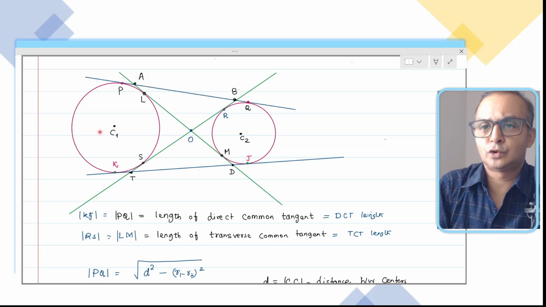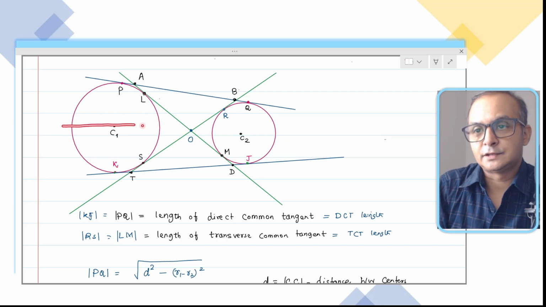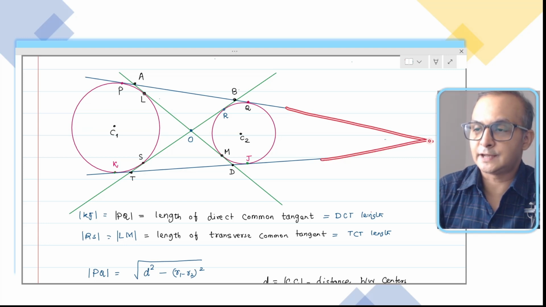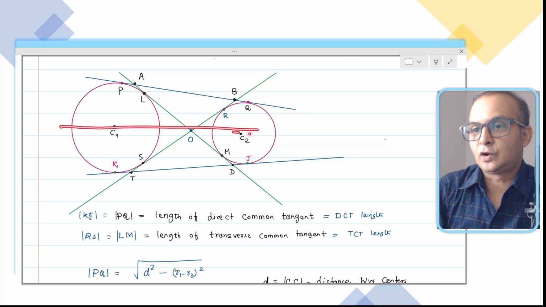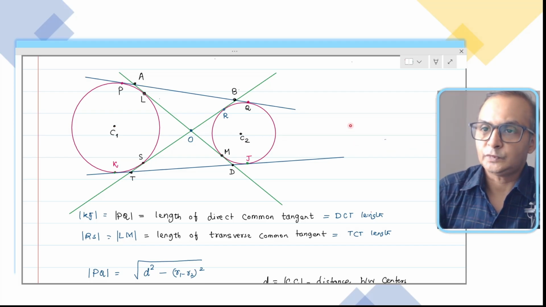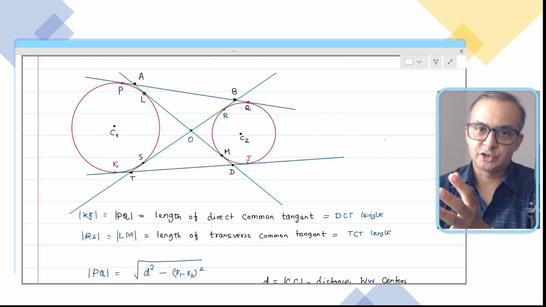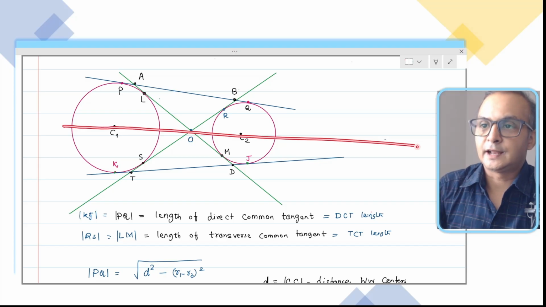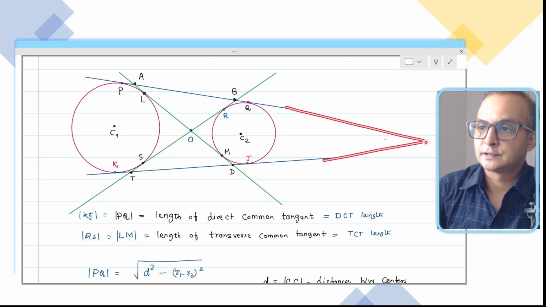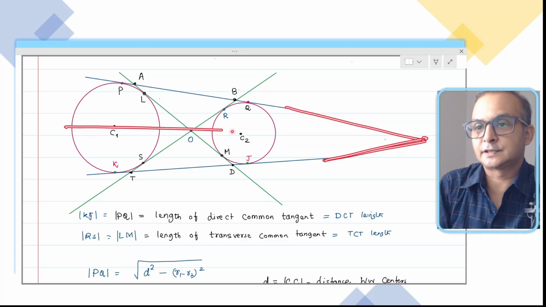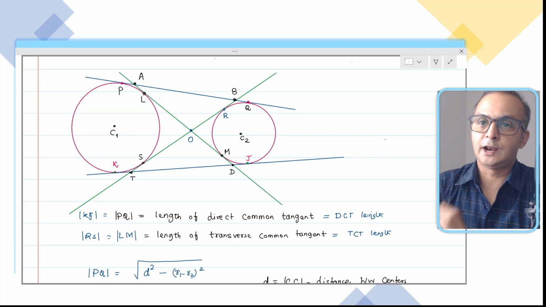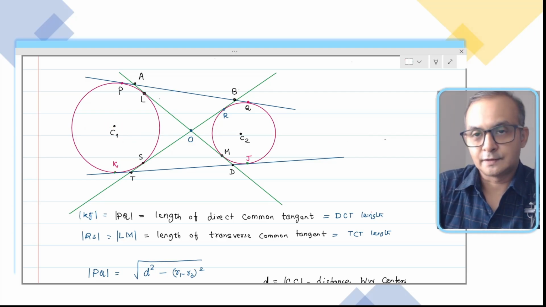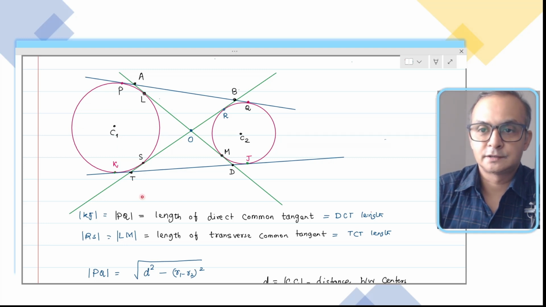And why is it so? Because along the line joining C1 and C2, if I join the straight line, the two tangents we extend will intersect on the same line joining C1 and C2. The entire picture will be symmetrical about the line joining C1, C2. It is like we take this line and fold along C1, C2, and it will be a symmetrical picture. So we'll use this fact to calculate easily.